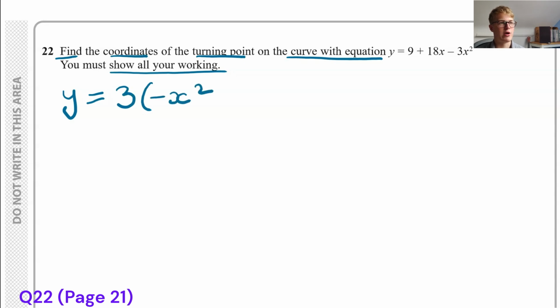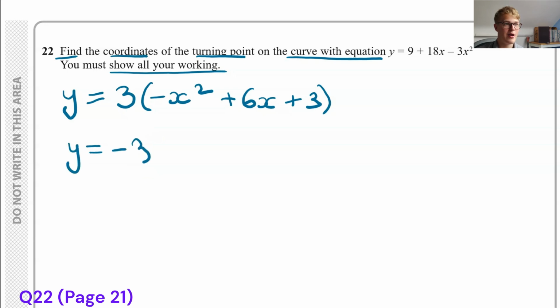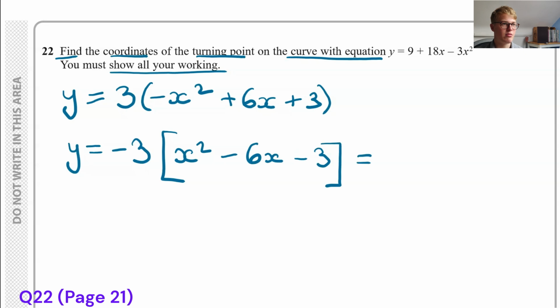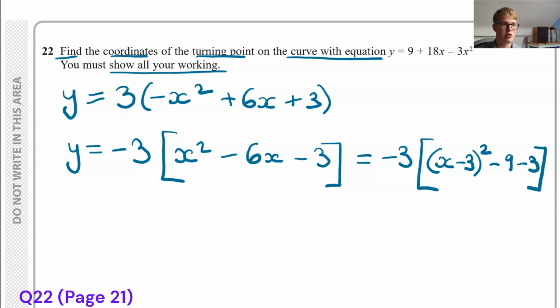So we factorise a 3 and we get y equals 3 times (3 plus 6x minus x squared). We then can factorise a minus 1 as well, so we get y equals minus 3 times (x squared minus 6x minus 3), and that becomes minus 3 times ((x minus 3) squared minus 9 minus 3). Because remember, when we do the (x minus 3) squared, we're going to end up with a plus 9, so we need to subtract that, which is why the minus 9 is there.